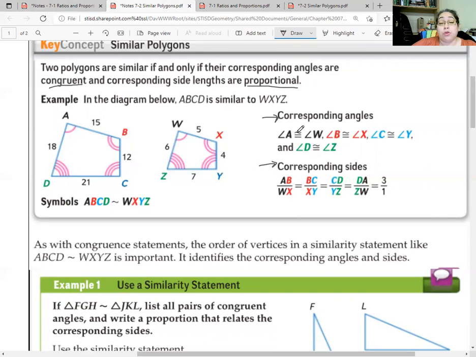So this means that the corners are going to have the same measure. They're going to be just as narrow or just as wide, but that the corresponding sides, when you write them as fractions, all of the fractions are going to be the same number. Notice how these letters are color coded. Notice how this segment right here on the top is composed of two letters from the first polygon, and then the bottom is the corresponding two letters from the other polygon.